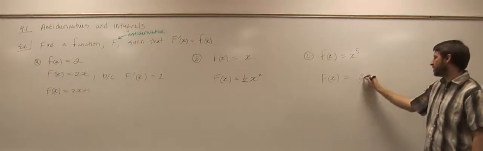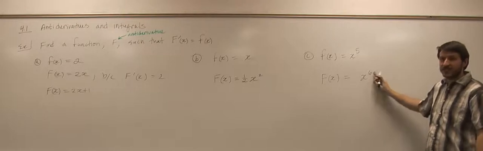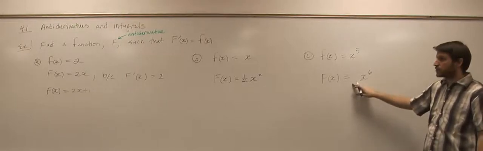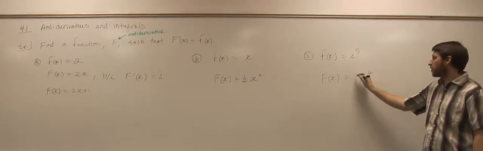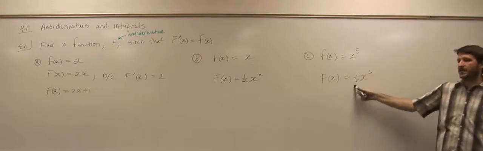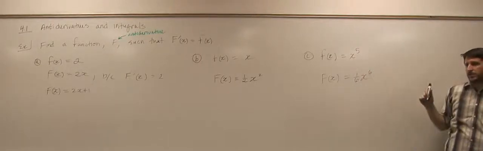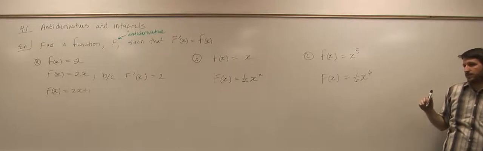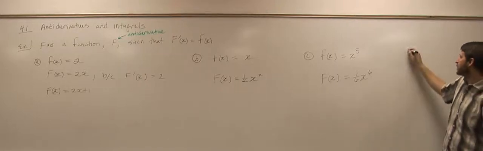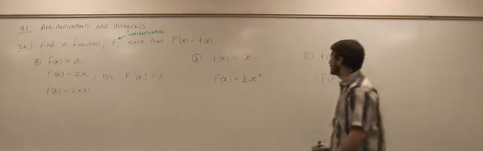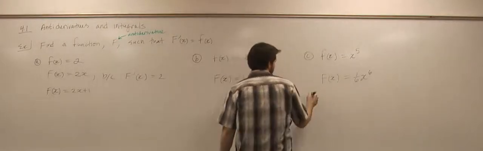Is it just... Right, so it's not just x to the 6th, because the 6 would come down and that would screw you up. But if you put a 1/6 out front, then the 6 comes down and cancels. And now this will equal x to the 5th when you do the derivative. So that can give you a general rule like this.